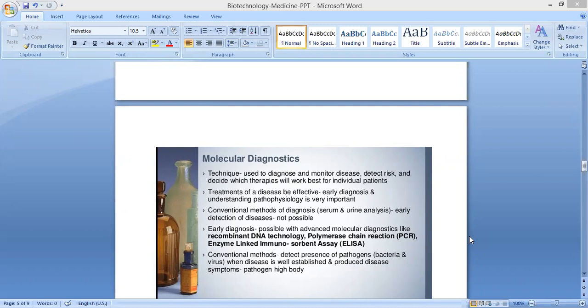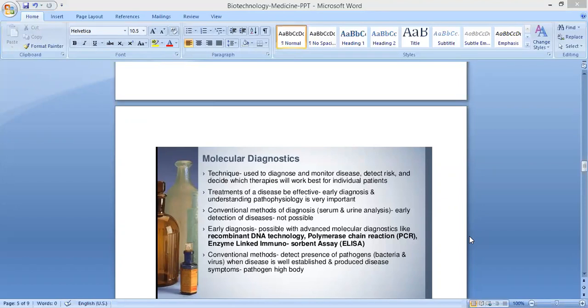So what is meant by molecular diagnostics? It is a technique used to diagnose and monitor disease, detect risk, and decide which therapies will work best for individual patients. The treatments of a disease should be effective.